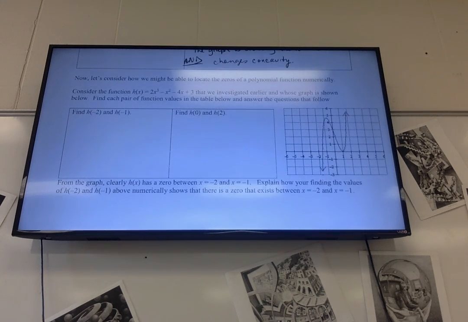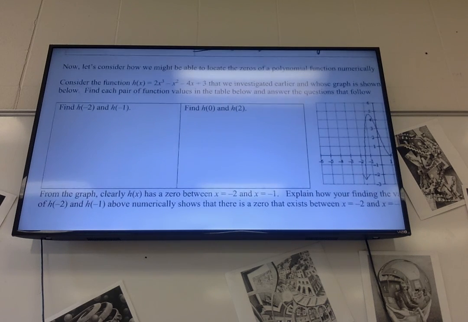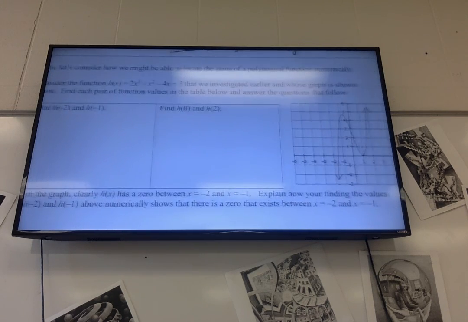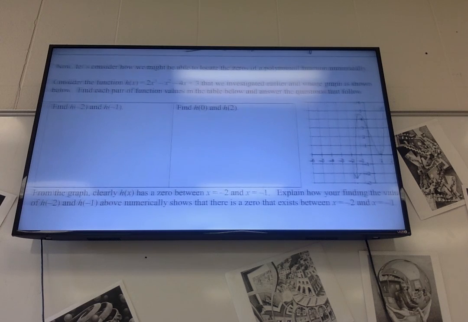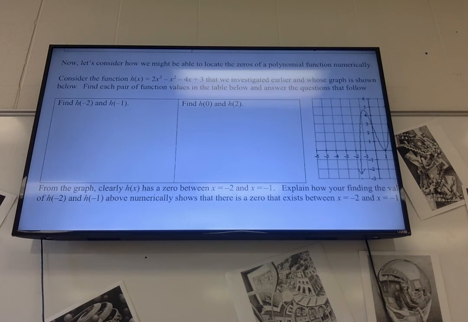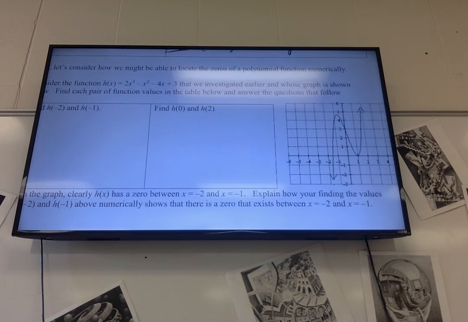Okay, so now we're going to consider how we might be able to locate the zeros numerically. So we have h of x, and it gives you the equation. And we have the picture over here. It's on your page as well. And we're going to find the values of all of these. So on these, you might want to grab a calculator.